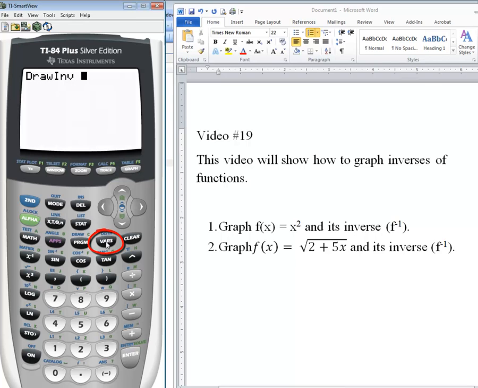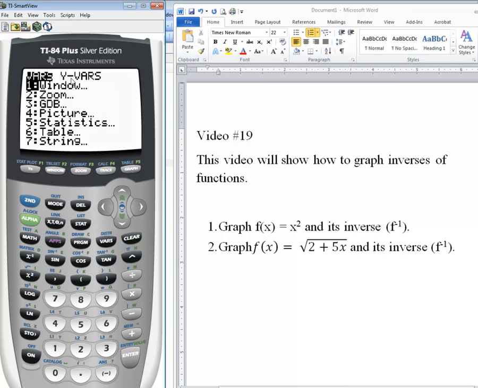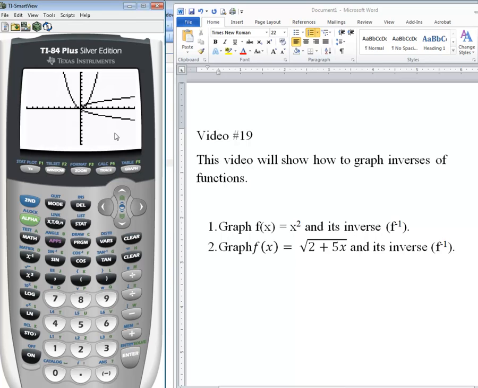So we're going to go into vars, which is located directly beside the program button. We're going to go over to y vars, and we want the first option, function. So we entered x squared into y sub 1, so that's the function we want to enter. So we press enter, enter again. Here's the graph of our inverse. With the inverse, they're always symmetric about the line y is equal to x. So that line cuts directly between the two.